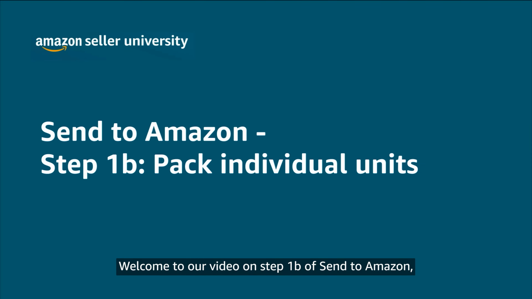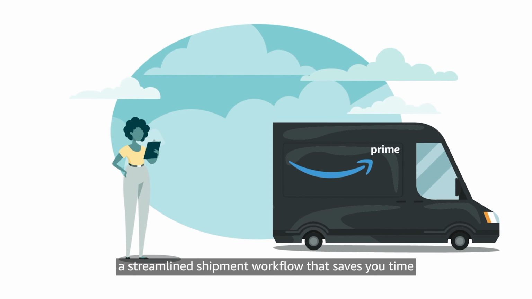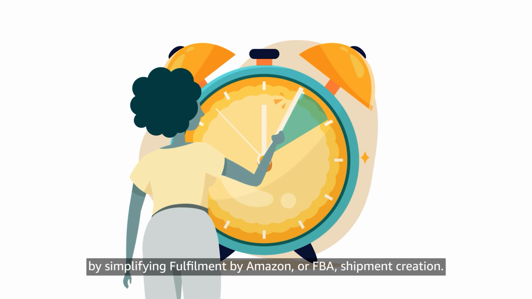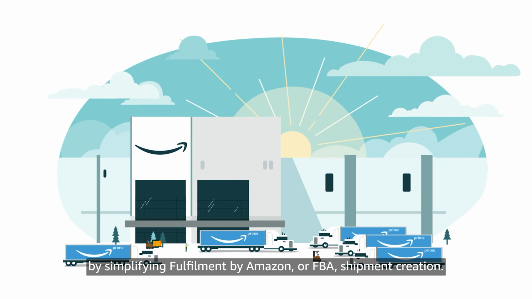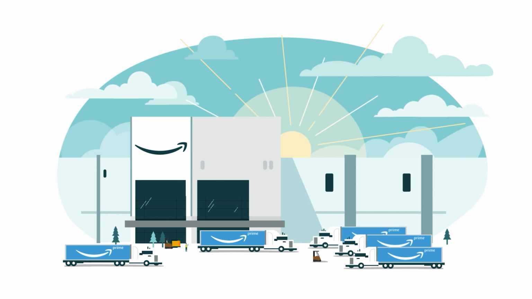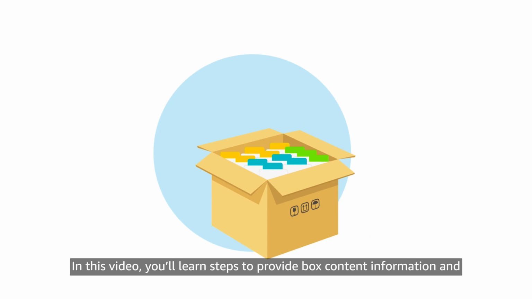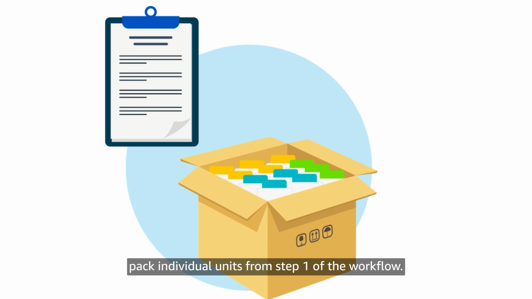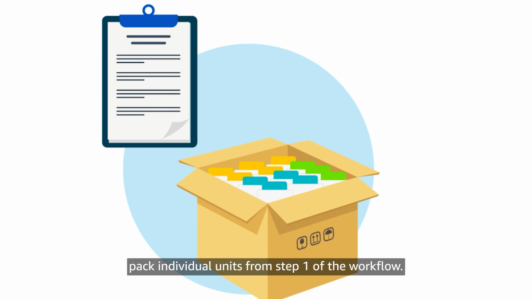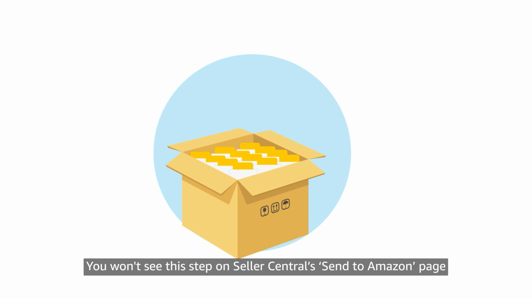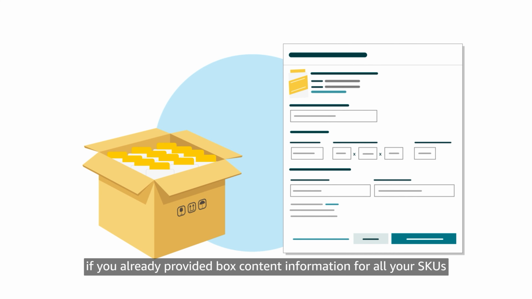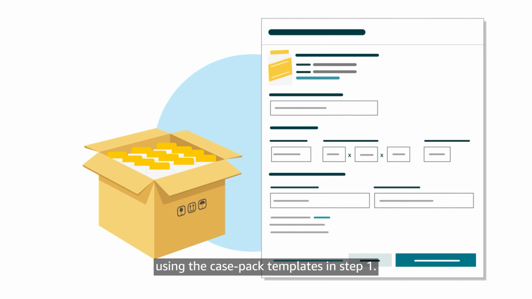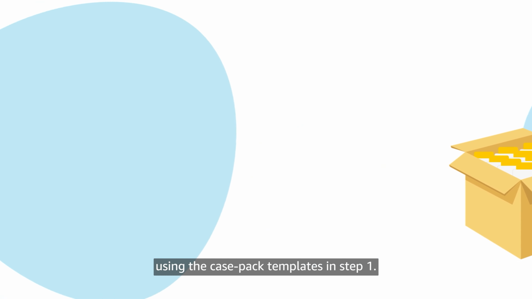Welcome to our video on Step 1b of Send to Amazon, a streamlined shipment workflow that saves you time by simplifying Fulfillment by Amazon, or FBA, shipment creation. In this video, you'll learn steps to provide box content information and pack individual units from Step 1 of the workflow. You won't see this step on Seller Central's Send to Amazon page if you've already provided box content information for all your SKUs using the case pack templates in Step 1.